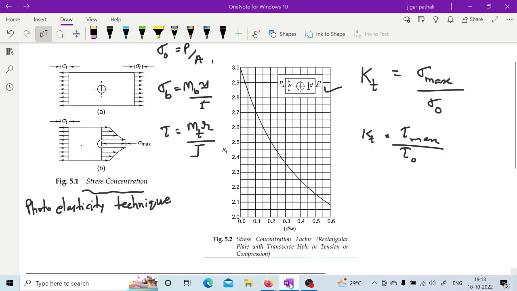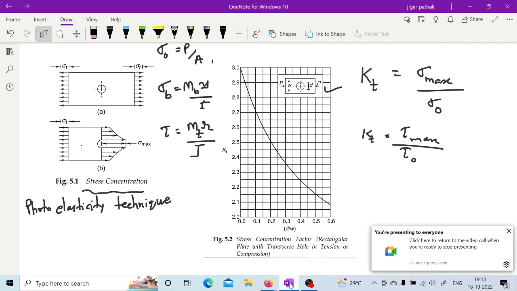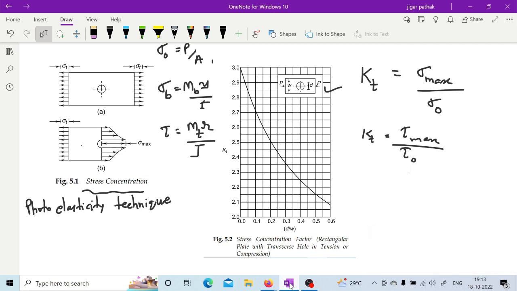So now why are these kinds of discontinuities there? There are various reasons for these discontinuities, right? Sometimes it may be variation of material properties. As we know, whenever a component is prepared by processes like casting, it may happen that at all places it is not homogeneous.